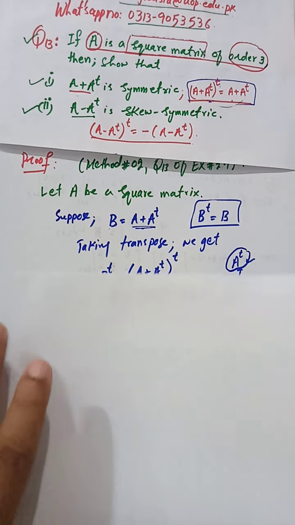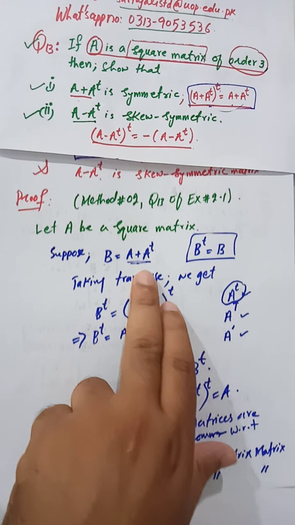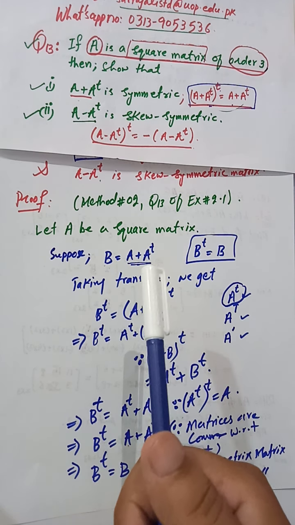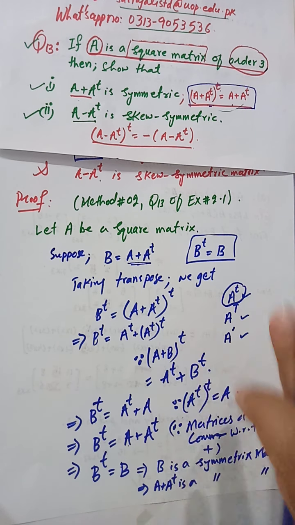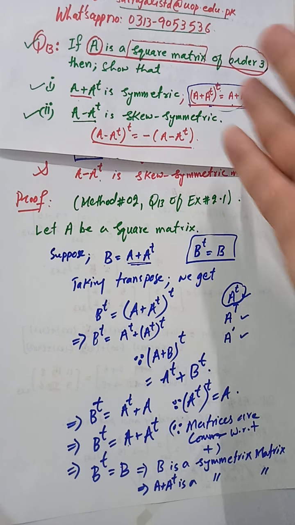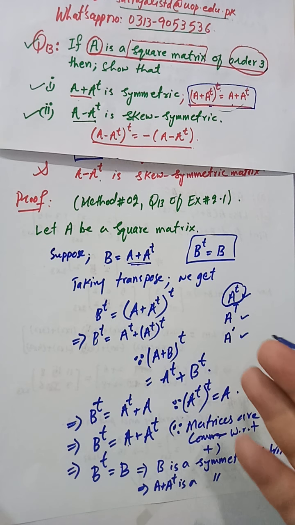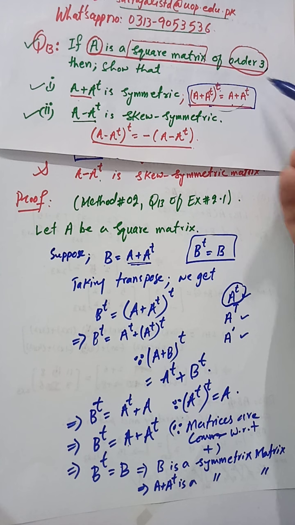Now, you see that you proved that A plus A transpose is a symmetric matrix where A is a square matrix of any order. In the question the order of A is 3, and here you proved that A plus A transpose is a symmetric matrix where A is a square matrix of any order. So this is the more generalized form. This is more beautiful than this. This is specific, and this is the more general form. So if it is true for any square matrix, it must be true for a square matrix having order 3.